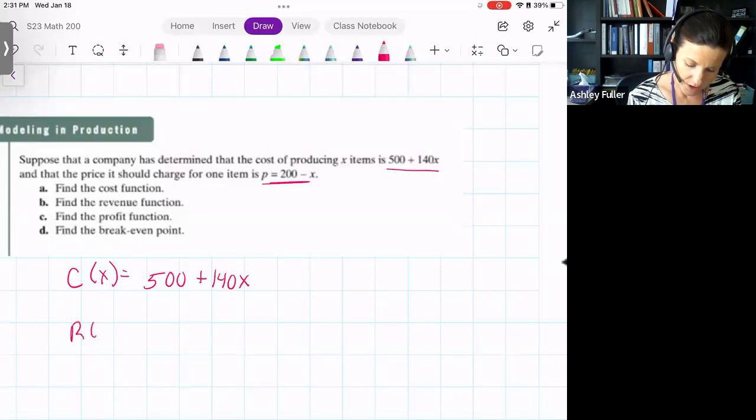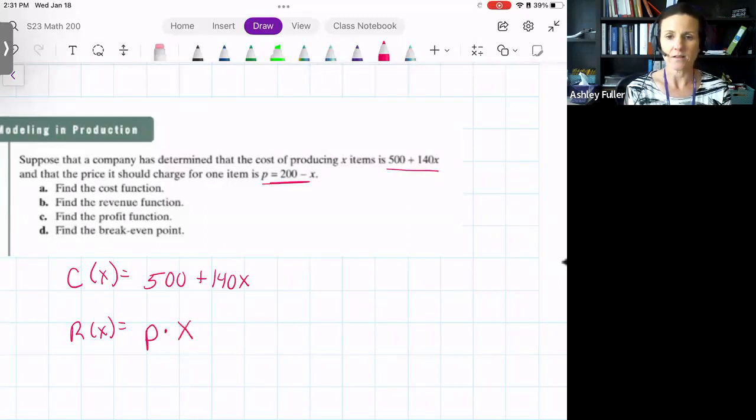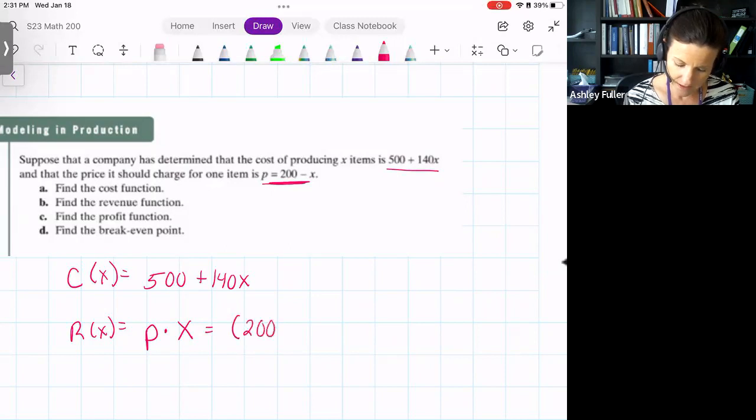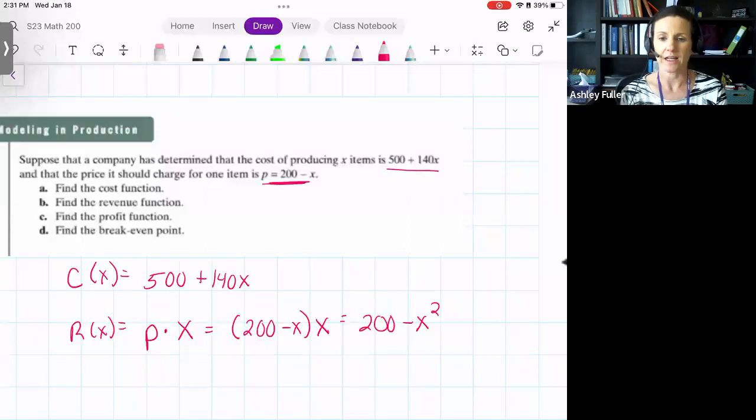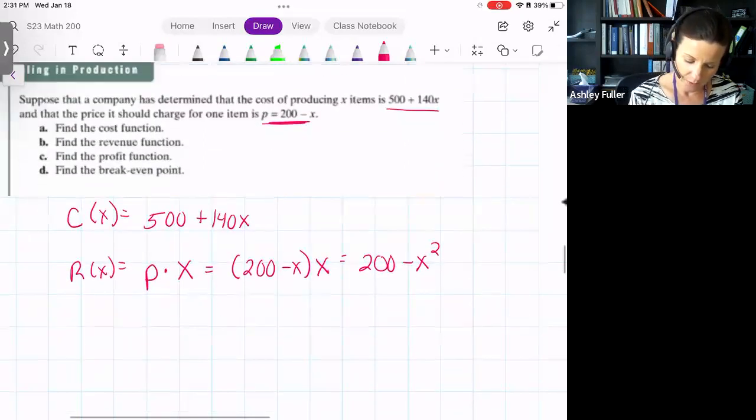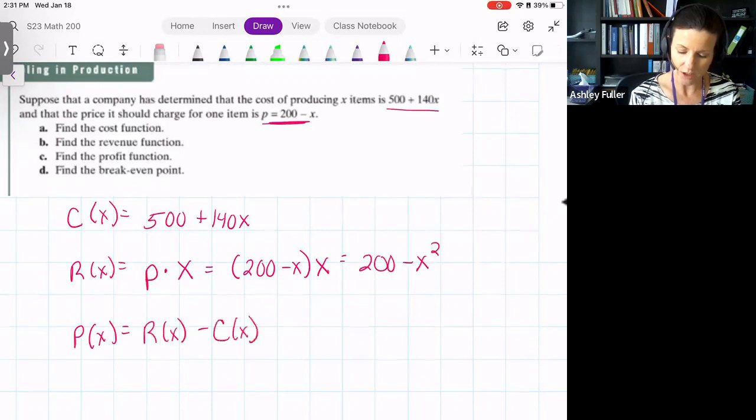The revenue function is going to be the amount we charge times the number of things we sell, the amount you make per belt. Well, in this case, we know that the price is 200 minus X, times the number that we sell. When we multiply this out, notice that we get a quadratic. That's our revenue function.